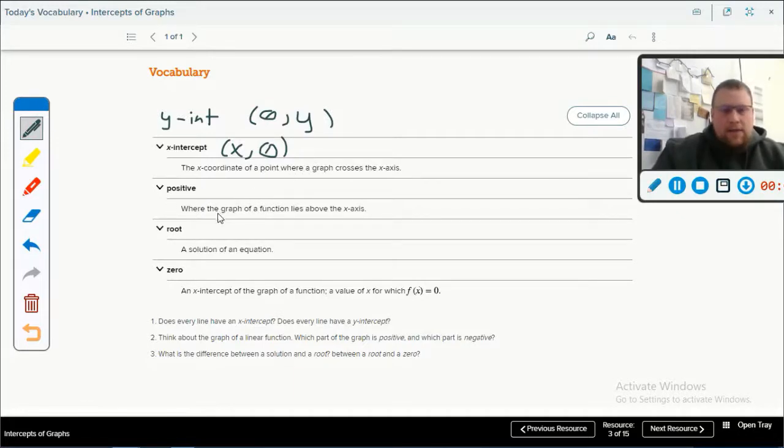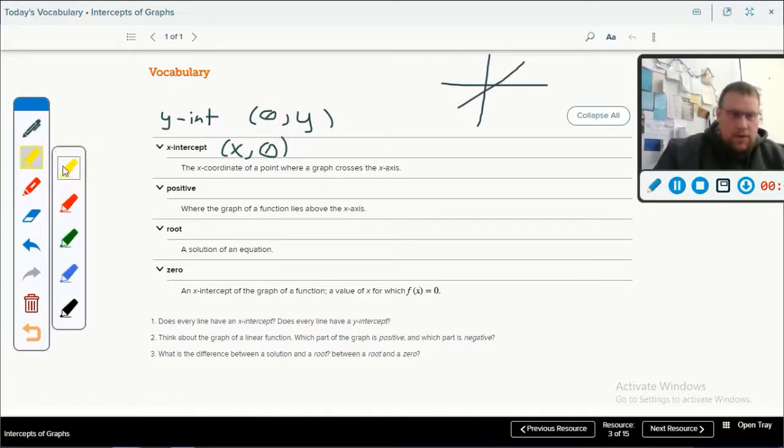Now, positive. What's a positive? When we're talking about graphs, we're talking about where the graph of the function lies above the x-axis. So, for example, I'm going to give you an example. I'm going to include both the positive and the negative. Let's do just this graph right here. And I'm going to get a different color. Let's use yellow to start off with.